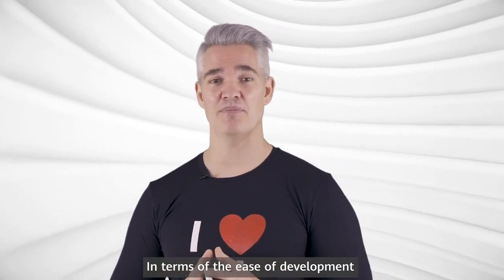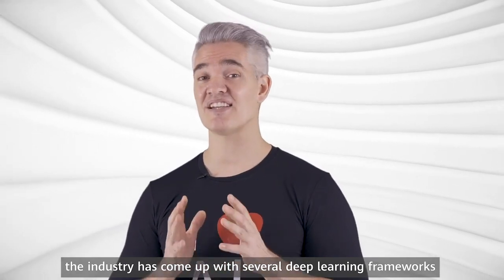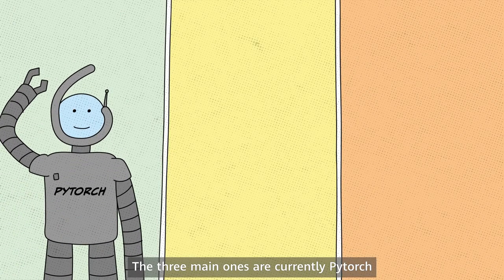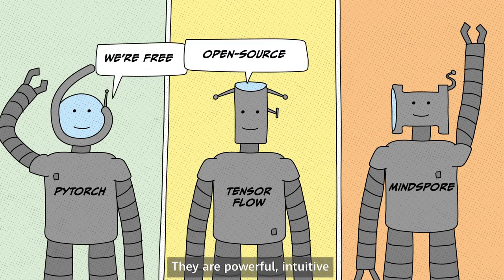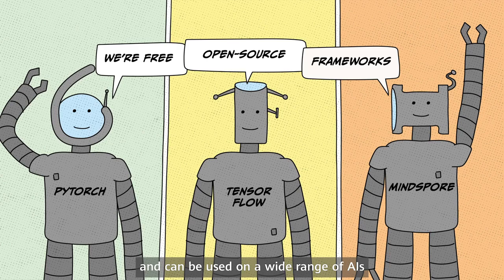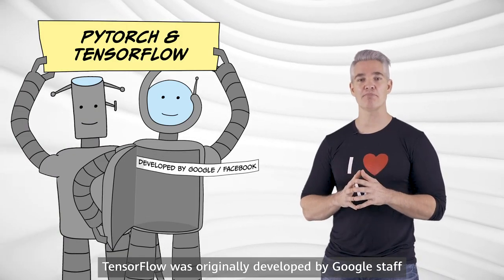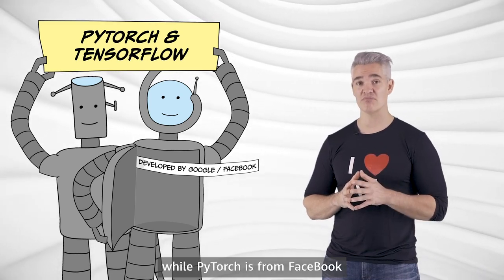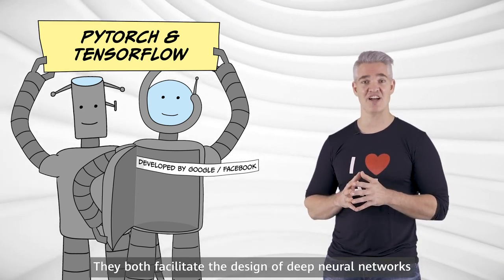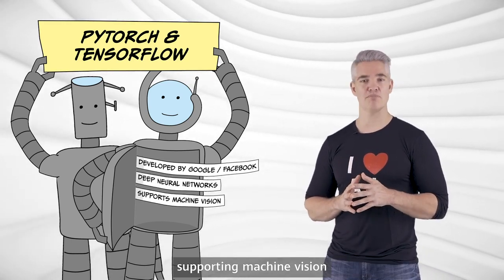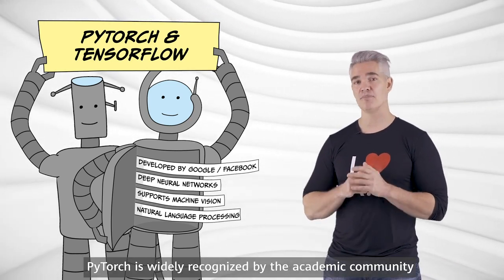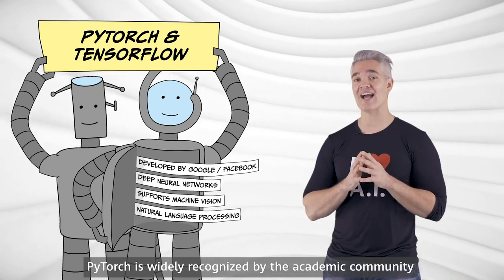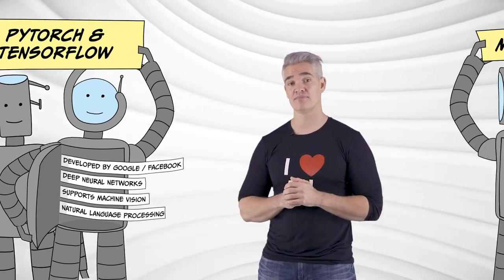In terms of the ease of development, the industry has come up with several deep learning frameworks. The three main ones are currently PyTorch, TensorFlow, and MindSpore. All three are open source and free. They're powerful, intuitive, and can be used on a wide range of AIs. TensorFlow was originally developed by Google staff, while PyTorch is from Facebook. They both facilitate the design of deep neural networks, supporting machine vision, natural language processing, and other types of AI applications. PyTorch is widely recognized by the academic community for being easier to use.